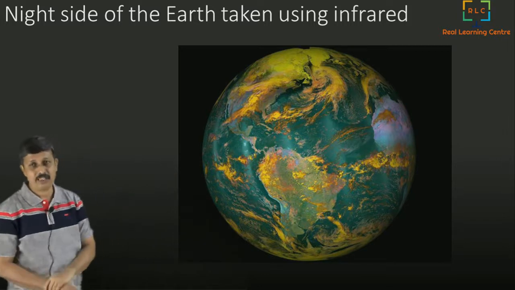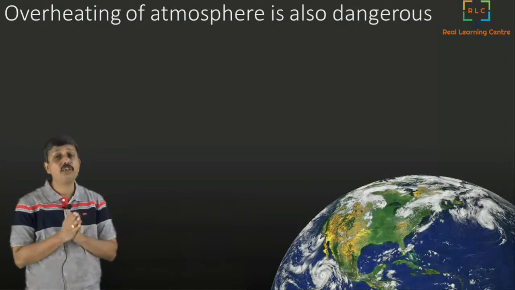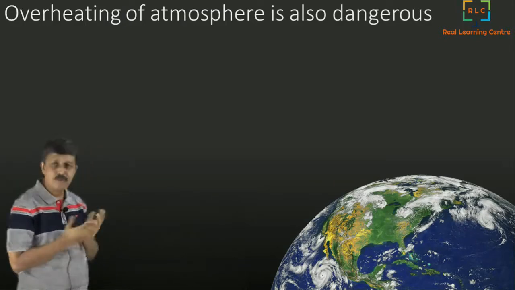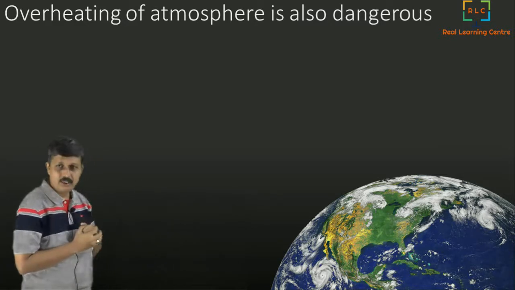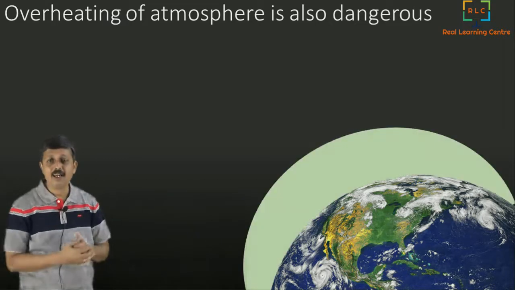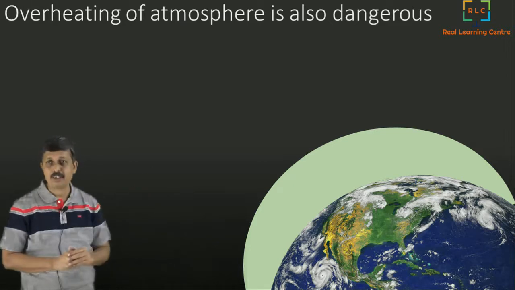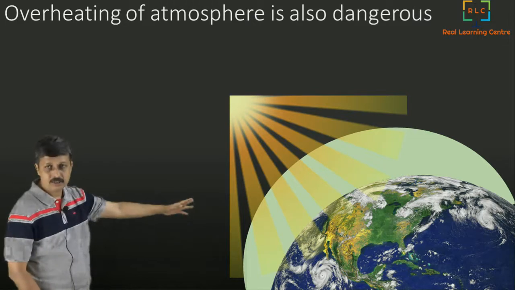So this is how it looks when you take it from the night. And if you actually look at the so-called overheating of the Earth's surface, let's understand what is meant by overheating in the Earth's atmosphere. So you have our Earth here, and on the Earth, let's say this is our atmosphere. I'm just showing some atmosphere part. Okay, and you get basically sun rays into the Earth.